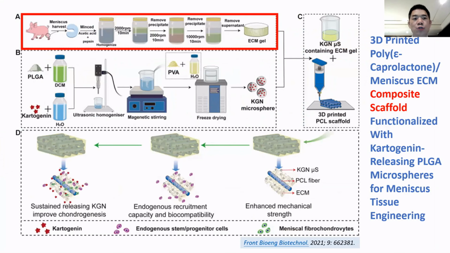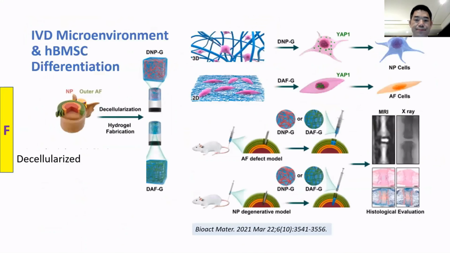So this is an example showing that in the pig meniscus, they can be processed by first removing the cells, and then there are different processing methods to make it an injectable hydrogel for future 3D printing. And this is very interesting because different tissue-made decellularized scaffolds would potentially provide different potentials for tissue differentiation.